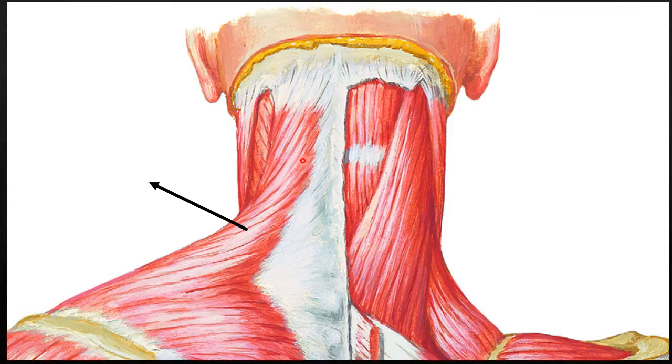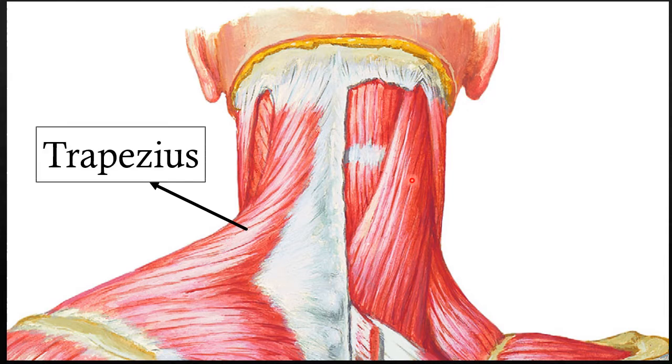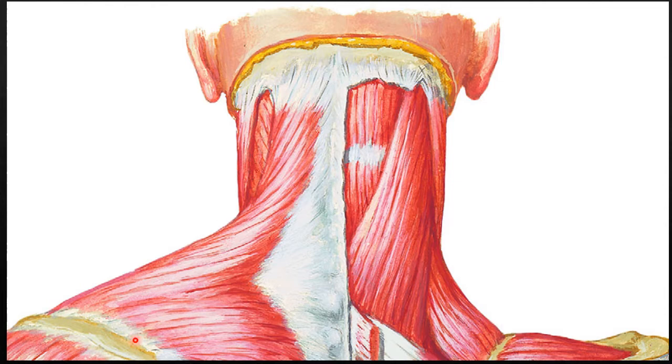After removal of these tissues, we can identify the largest muscle, the trapezius. After separating the trapezius, we can identify another muscle running obliquely, reaching the mastoid process and the lateral part of the superior nuchal line. Underlying the trapezius, this muscle runs laterally to the mastoid process and the lateral part of the superior nuchal line.